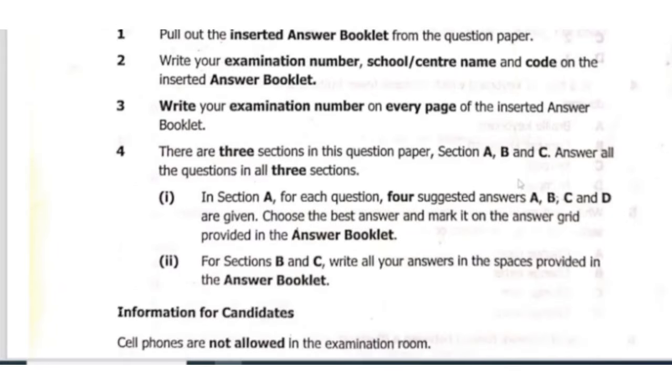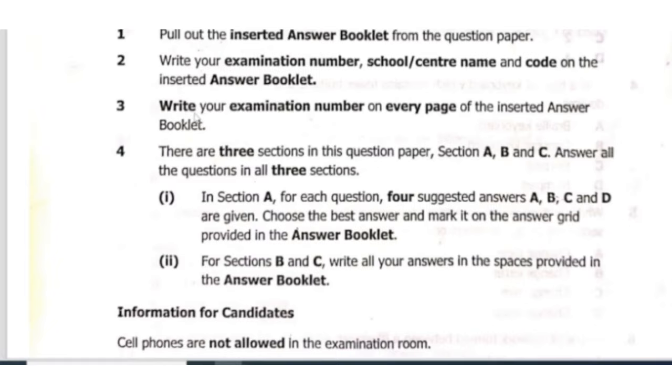Once you have done that, the next instruction is: write your examination number on every page of the inserted answer booklet. When you get the answer booklet, it will have a lot of pages, so make sure that you write your examination number on every page. This is important in case there is any unforeseen circumstance that leads to your answer booklet being detached. It will help the markers to identify your exam number with you, the owner. If you don't do this and such a thing happens, you're going to lose marks, because the markers are not going to identify the owner of the page that has got detached. So make sure that you do as you are advised.